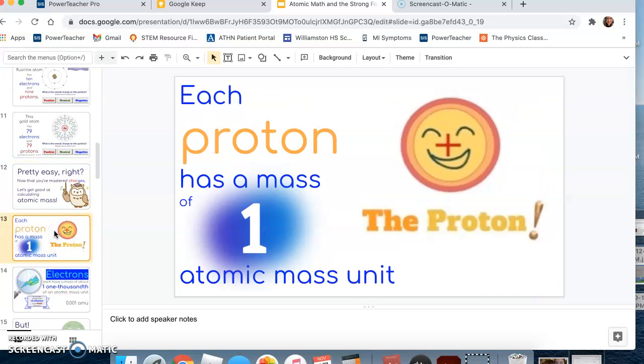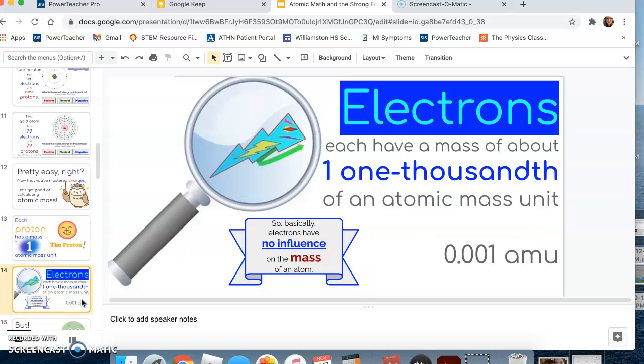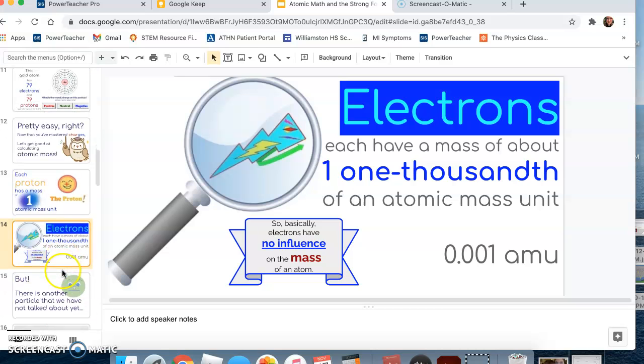Each proton has a charge of +1, right? But it also has a mass of 1 atomic mass unit. And that is kind of the basis for all atomic weights, basically, the mass of this proton. Okay, 1 atomic mass unit. Each electron has a mass of about 1,000th of an atomic mass unit. So electrons are like 1,000th of the size of a proton. Super tiny. So don't worry about electrons when you're calculating atomic mass. They're just too small to even worry about.